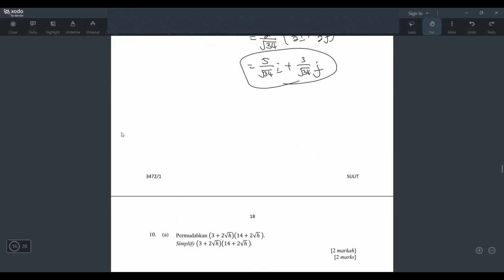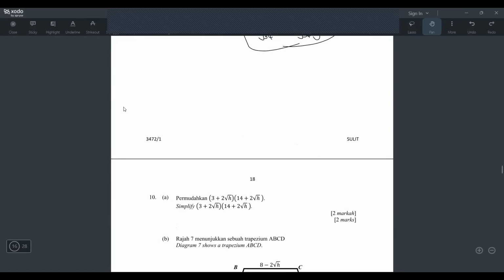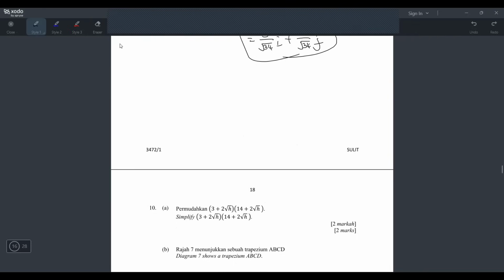Okay, let's continue with number 10, but I need some space, so I'm gonna do it here. Okay, let's do it here lah. Number 10A. Okay, let's read. Simplify this thing, this thing. Okay, let's write down the soalan. Okay, let's straight away expand lah. Yeah, no need to waste time.